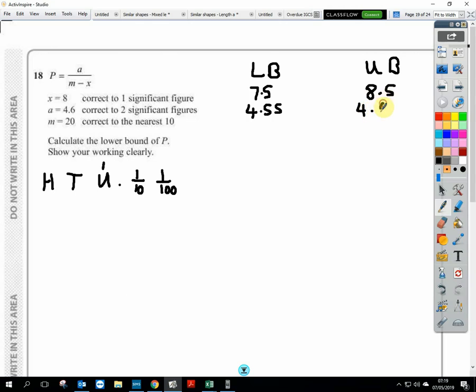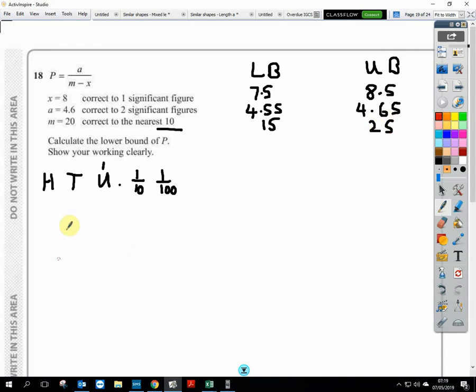upper bound of 4.65. The next one, it tells you quite explicitly it's correct to the nearest 10. So you halve this, which is 5, and then you add and subtract it to give 15 and 25. Calculate the lower bound of p.